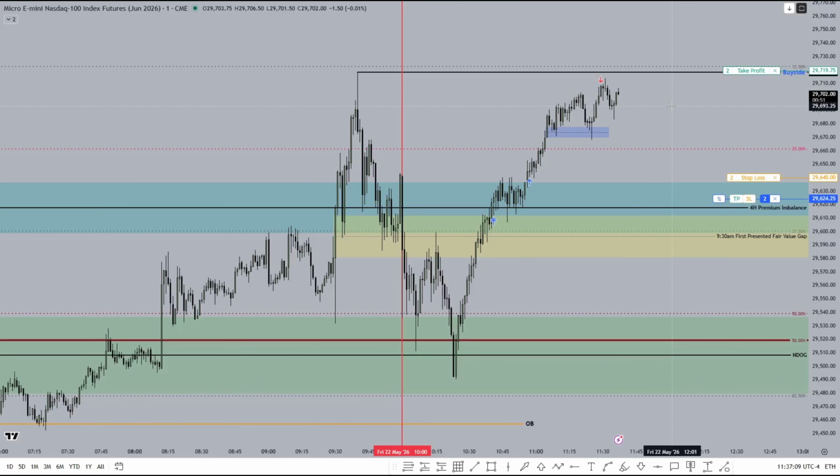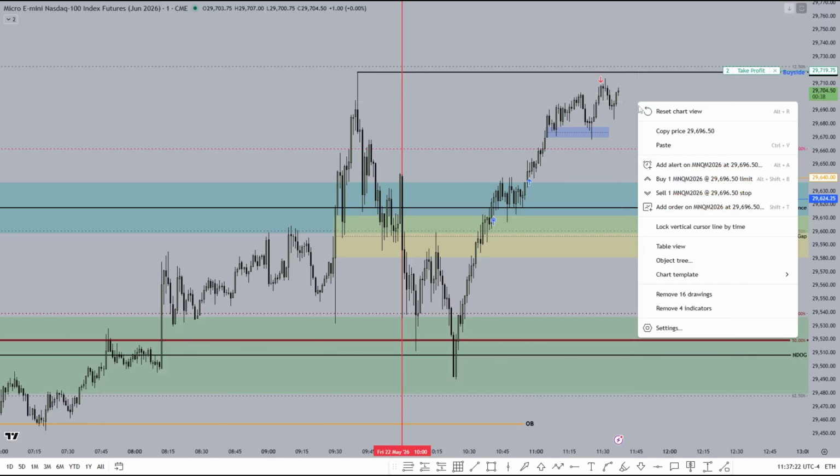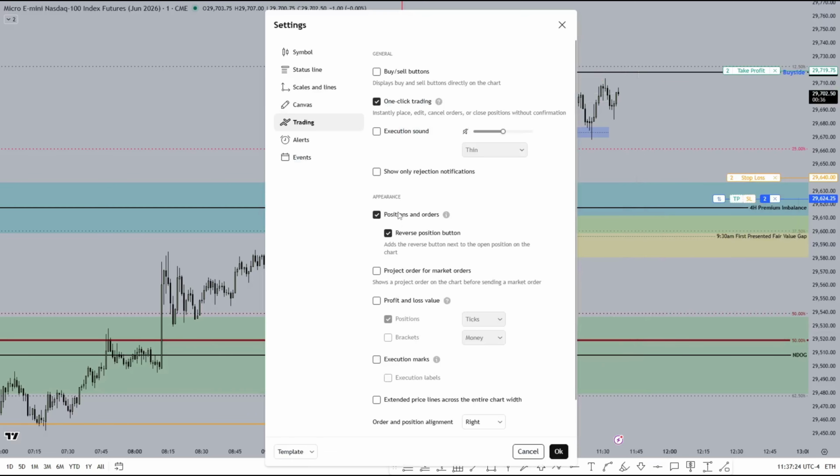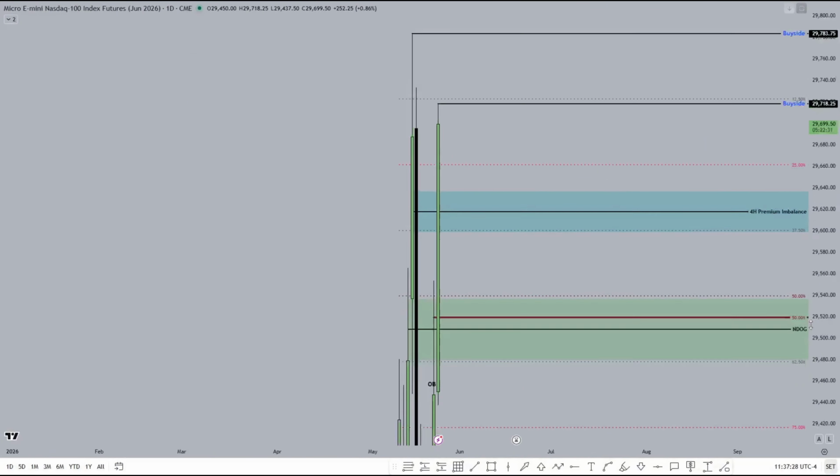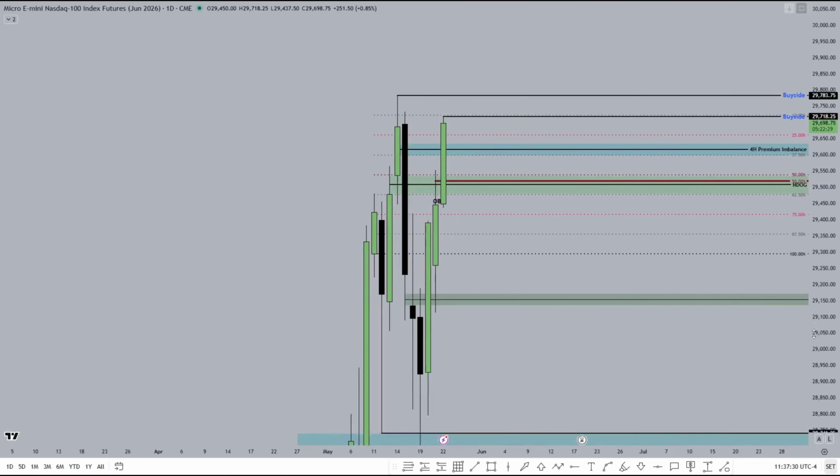Right, so while we're sitting here waiting for this trade to come to fruition and meet the take profit, again using the opening range model that I've been teaching you guys with the first presented fair value gap, I just want to quickly take these off and then we're going to go up until the daily time frame and work our way down.